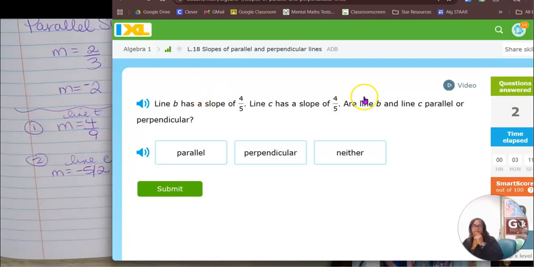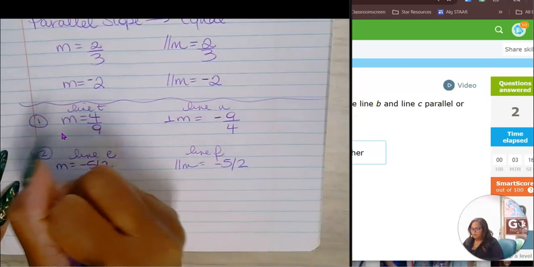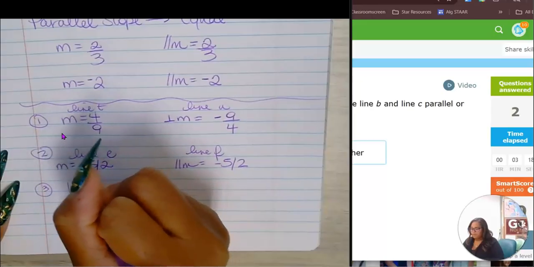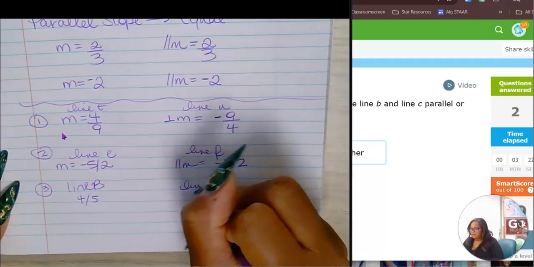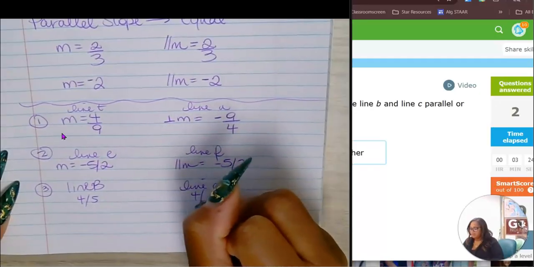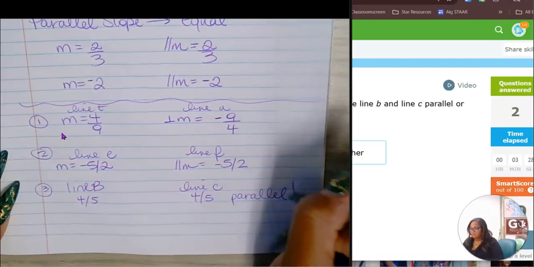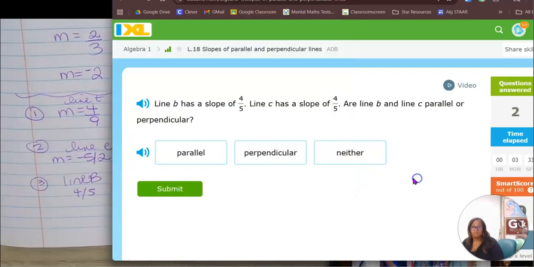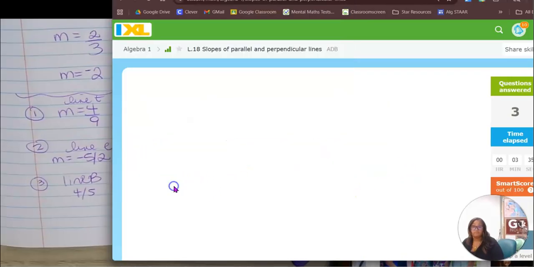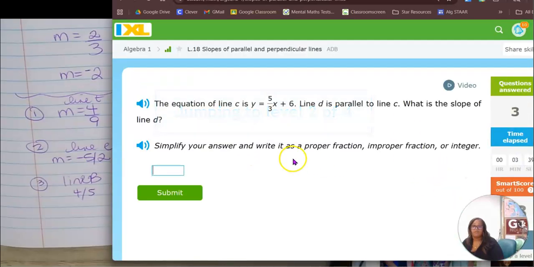Line B has a slope of 4/5 and line C is 4/5. So to show my work, line B is 4/5 and line C is also 4/5. These are parallel. This is how I'm supposed to show my work. So same slope, write the word. Let's jump a level up.